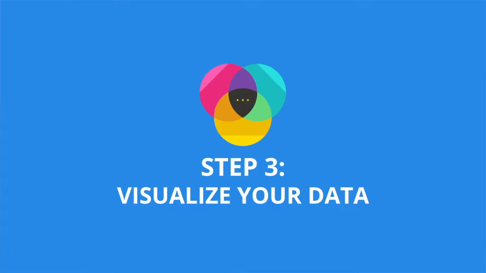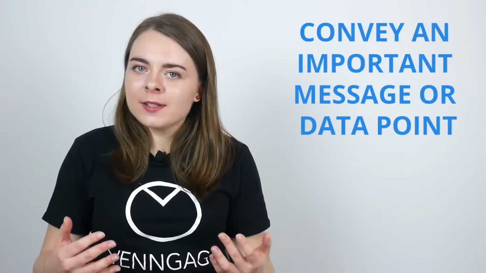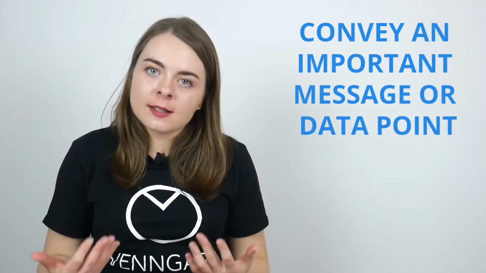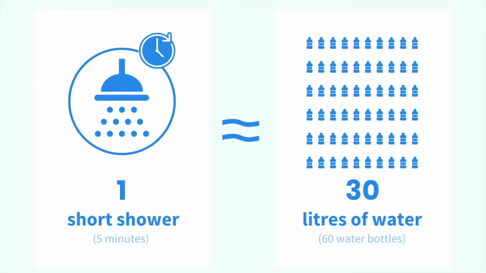All right, so let's move on to step 3, visualizing your data. So now that you've collected a bunch of good data points, you need to sort through them and pick out the ones you want to include, and then you need to figure out the best way to visualize that data. First, inform. This is when you want to convey an important message or data point that doesn't require much context to explain. For example, if you want to highlight an important percentage, a donut chart or a pictogram work well.